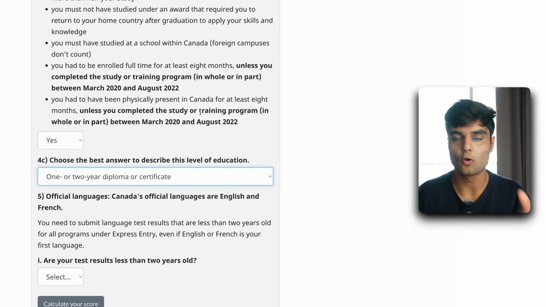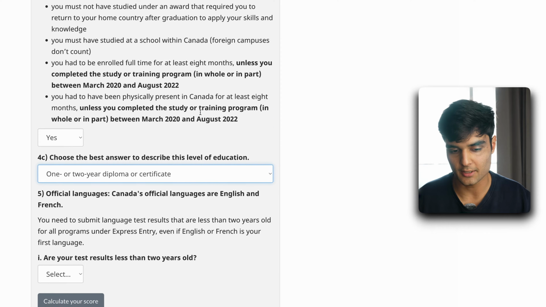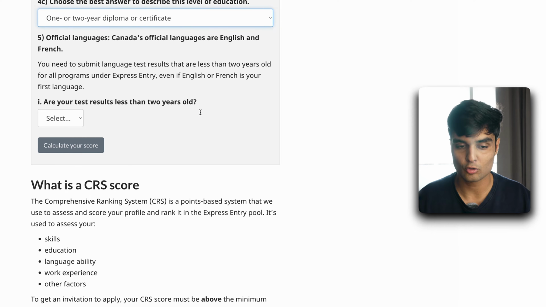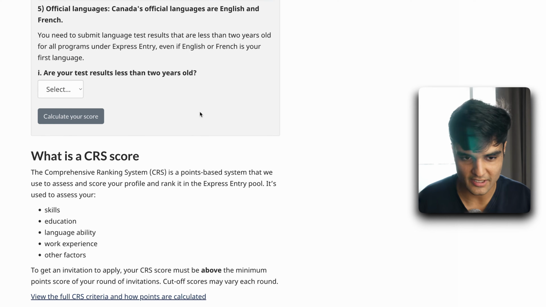Make sure to read this properly. I'm not going to go word by word, but if you pause and read this properly, you will be able to understand why we are selecting these options. And now let's move on to the languages. This is going to be one of the most important sections.